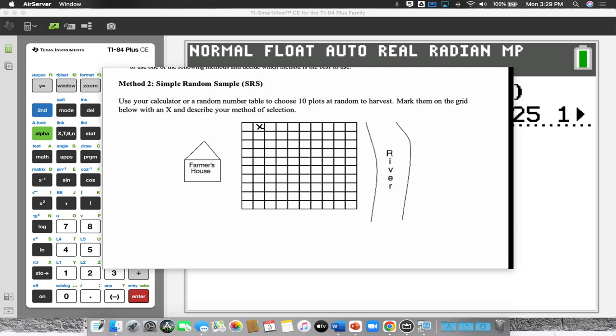By me choosing that X right there, which rule did I violate? Say it louder, I heard it. Human choice. Human choice is okay, but it has to happen before you randomly choose.